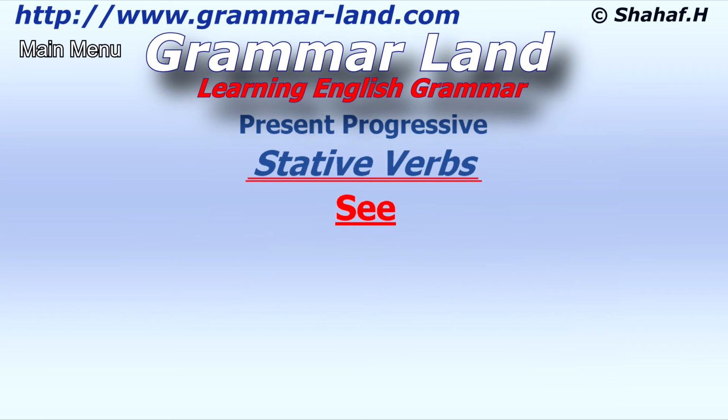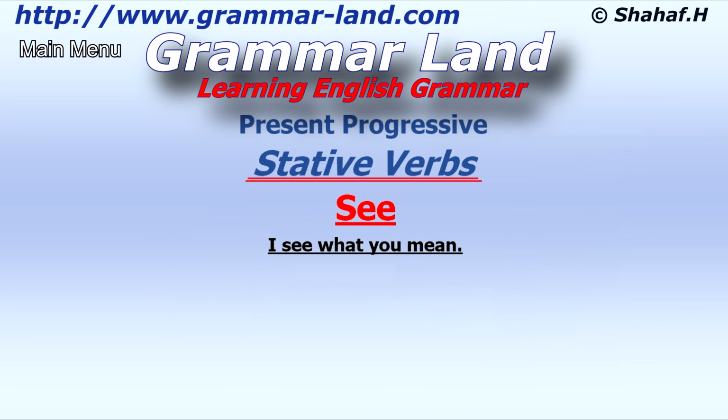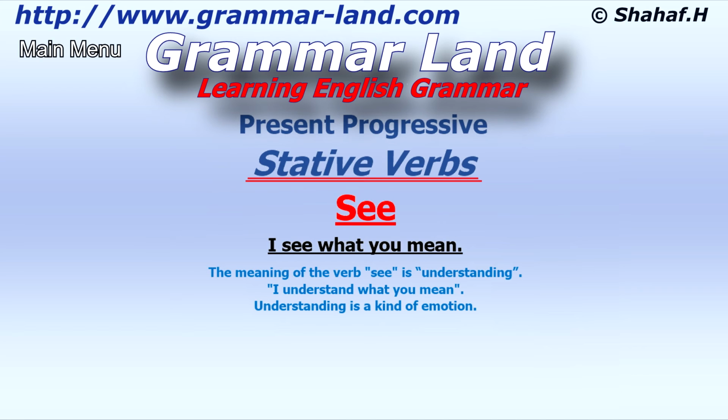The verb see. I see him now. I see with my eyes. To see is the sight sense, the verb see is a stative verb, and that's why this acts as if it is the present simple tense. No am, or is, or are, and no ing. I see what you mean. The meaning of the verb see, in this case, is understanding. I understand what you mean. Understanding is a kind of emotion, so this is a stative verb. Here again we act like it was the present simple tense. No am, or is, or are, and no ing.